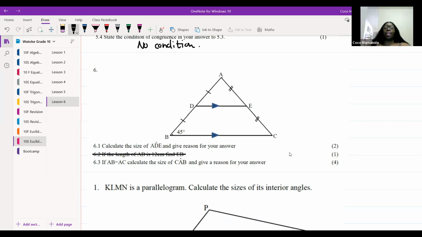Does anybody want to tell us what angle ADE is equal to? Any hands? Chimwemwe, I'm going to come back, my sweetie. I need you to put a solid question in the chat so I can see where I've lost you. Okay. Yes, Samuel.